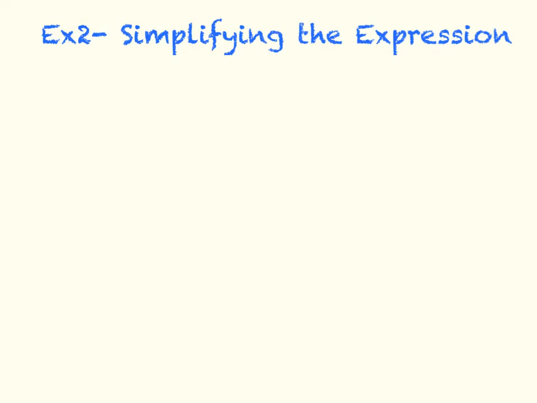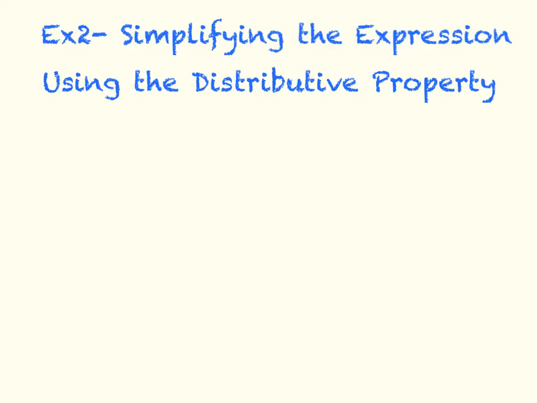Okay, welcome back. I'm assuming everybody has their first 6 problems done. We're going to go ahead and move on with our second example. We're going to continue to simplify expressions, but this time we're going to do it in a slightly different manner. Instead of adding like terms, we are going to use the distributive property.